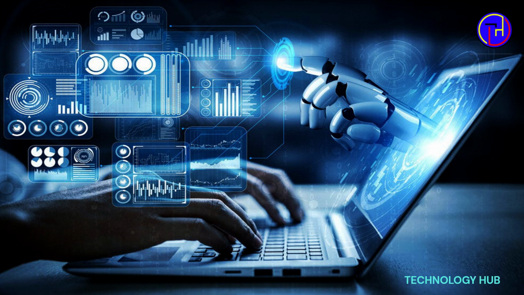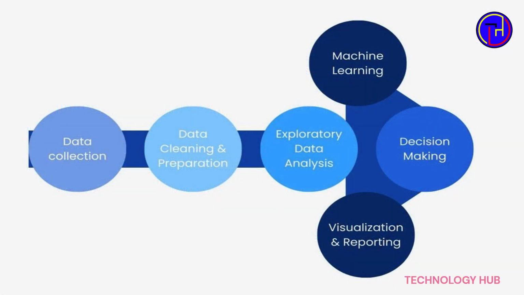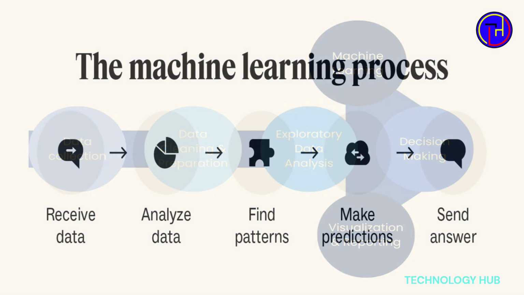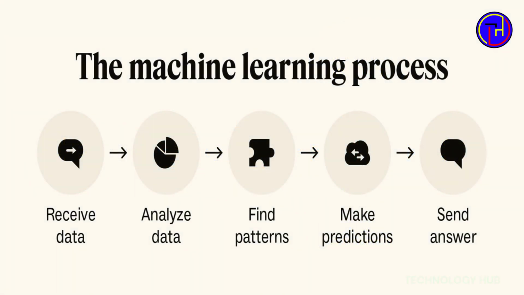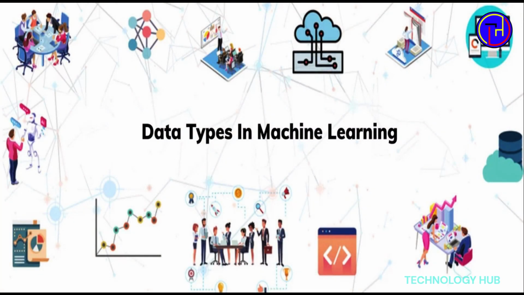Here's a more detailed explanation of the key concepts involved in machine learning. Data collection. Machine learning algorithms require data to learn patterns and make predictions or decisions. This data can include various types of information, such as text, images, sound, numerical values, and more.